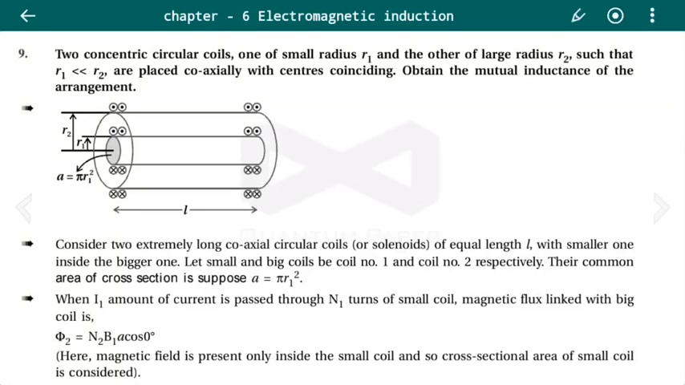In this video we are going to solve numericals of chapter 6, electromagnetic induction. Two concentric circular coils, one of small radius r1 and the other of large radius r2, such that r1 is very much smaller than r2, are placed coaxially with centers coinciding. Obtain the mutual inductance of the arrangement.